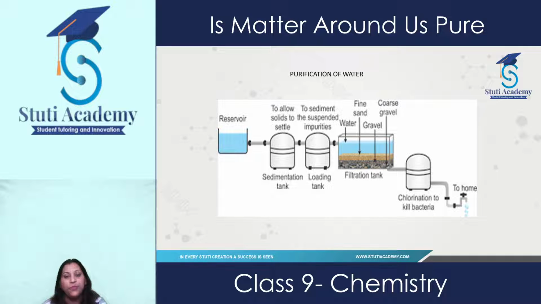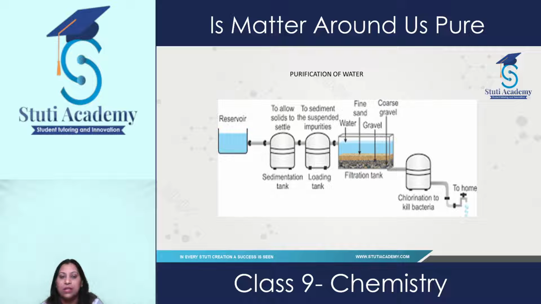Now, how can we purify water? See, whatever water is sent to the sewage treatment plant, that water contains lots of impurities. First, we need to remove those impurities and make it usable. For that, we use certain techniques or methods so that we'll get a purified form of water which we can use. Now, how to purify that water?